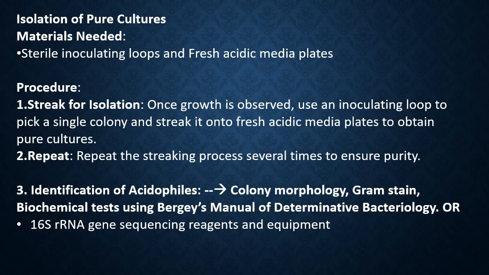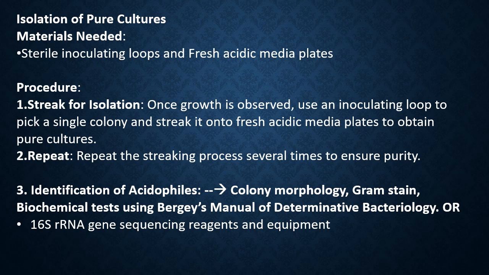Now after isolation, that means streak for isolation or pour plate or spread plate, what is needed? You need to first observe the plate for isolation, mark colonies, and then you first do colony morphology. You note down all the colony morphology of the isolated microbes. Then you start with identification.